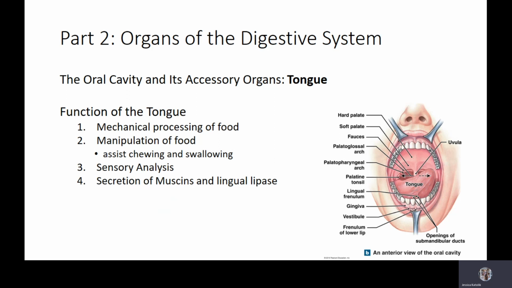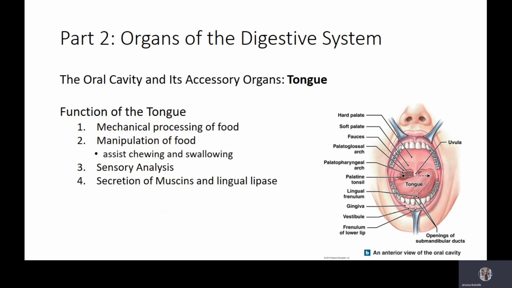Alright, moving on. The next accessory organ is going to be the tongue. And again, it's going to do a lot of the same functions that the mouth is going to do, because it's going to be a major role in how the mouth functions. It's going to do that mechanical processing of food. It's going to manipulate the food around. So it's going to help move the food from side to side as we chew and be able to kind of direct the food to where it needs to go.